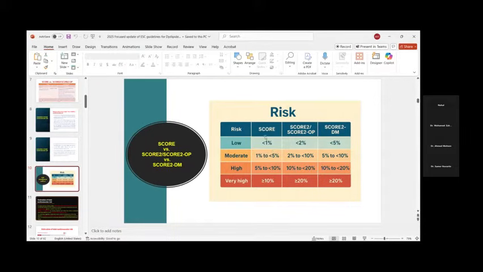If we multiply this value by 2, we will get the SCORE2 values. So SCORE2 or SCORE2-OP less than 2% is classified as low risk, from 2 to less than 10% is moderate risk, from 10 to less than 20 is high risk, and 20 or more is classified as a very high risk. While in SCORE2-Diabetes, less than 5% is classified as low risk, from 5 to less than 10% is moderate risk, from 10 to less than 20 is high risk, 20% or more is very high risk.